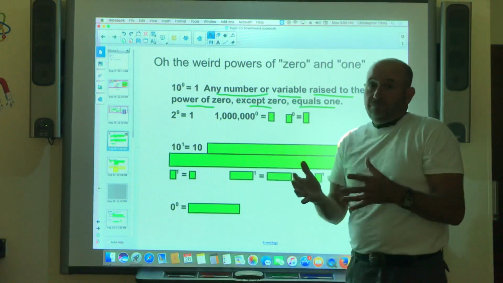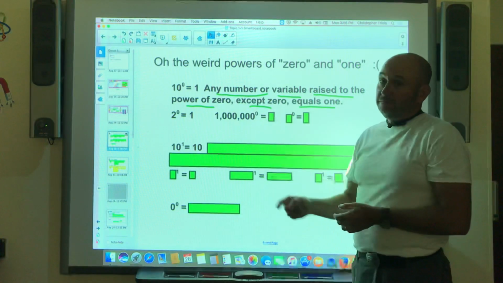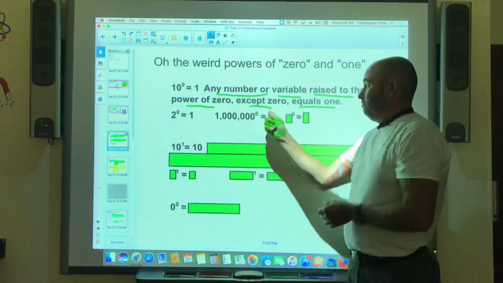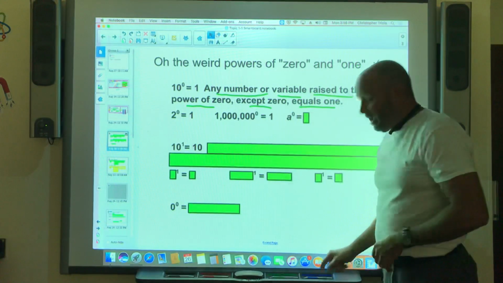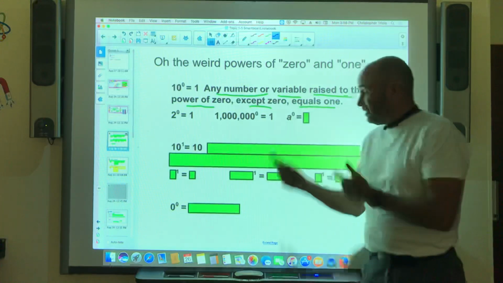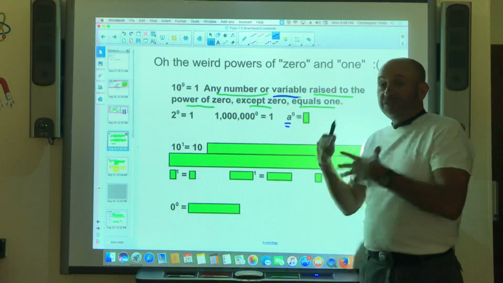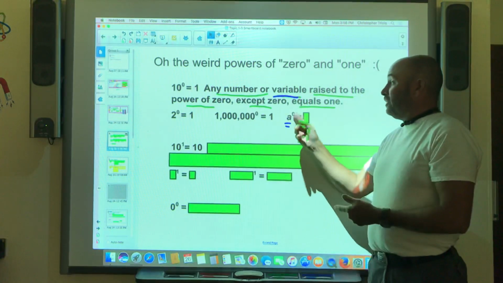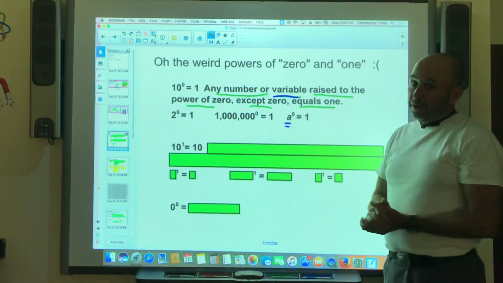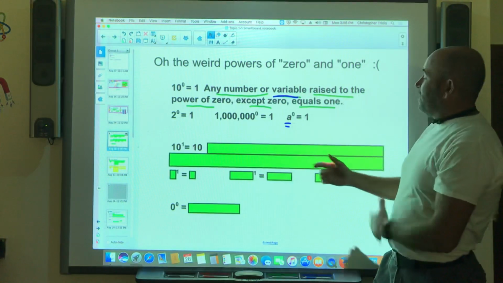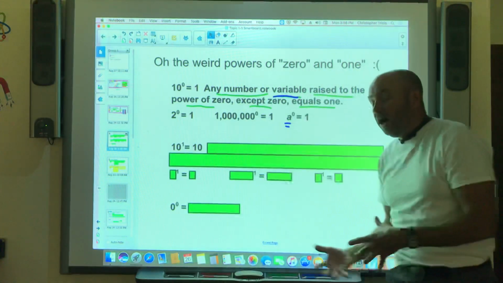1 million to the 0 power, its value is 1. If you have A, what is this A? Does anybody know? It is a variable. It could represent any number. And any number raised to the power of 0 is 1. Okay? All right, now we get to talk about and look at raising a power to the power of 1.